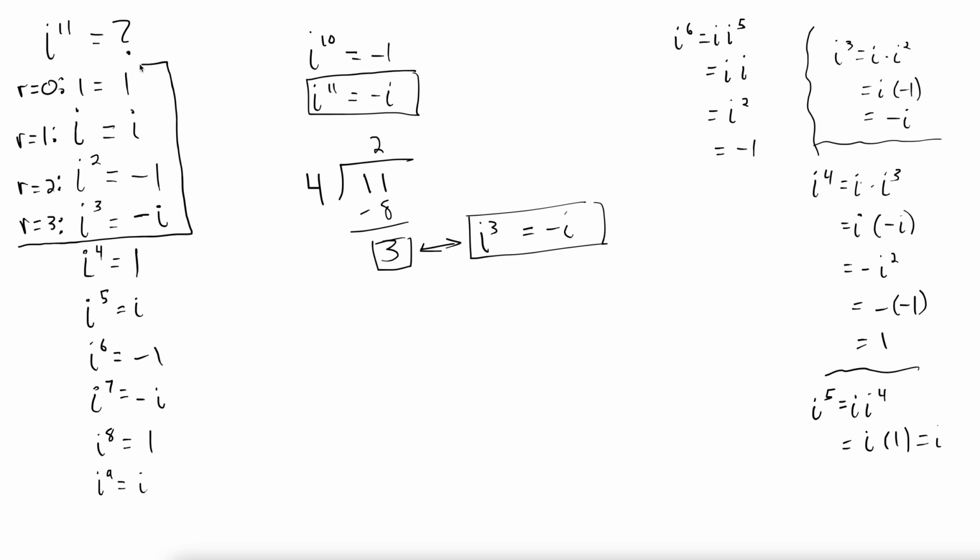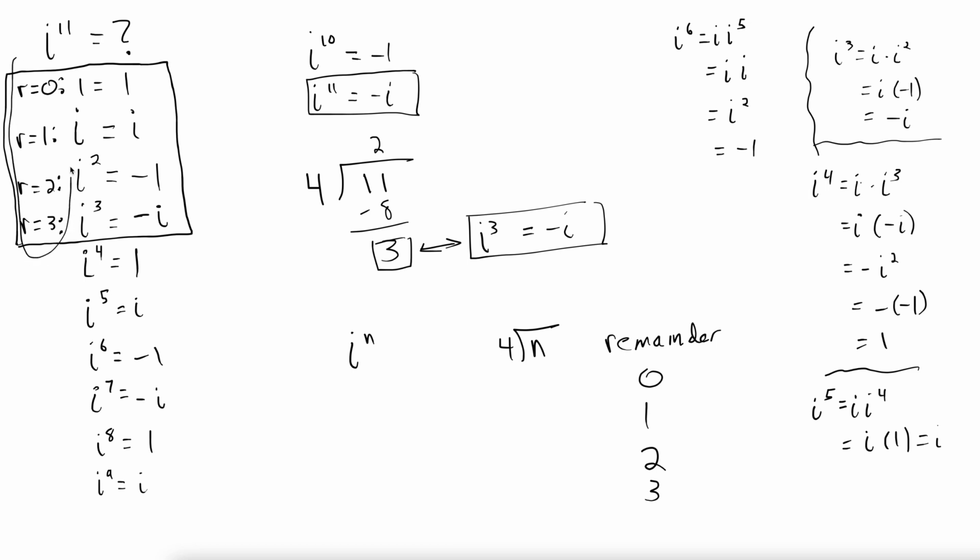So if you just know this little portion here, that's enough to get you through all these powers of i exercises. In general, when you have i to the power of n, you take that nth power, divide it by 4, and then you get some remainder, which is either 0, 1, 2, or 3. Then you go up here, and that tells you what your answer will be. And that will work for any power n.